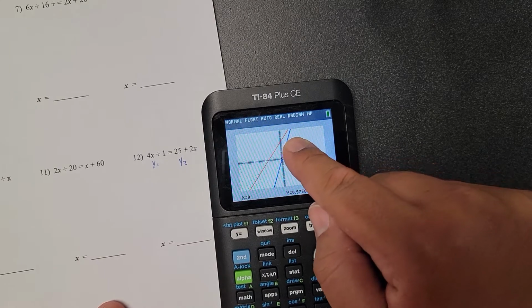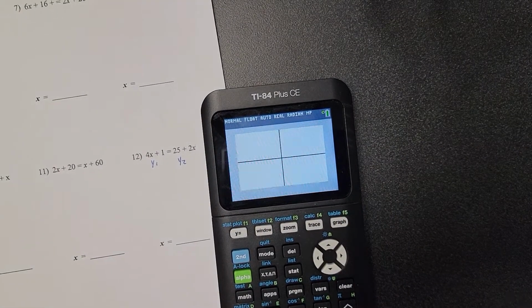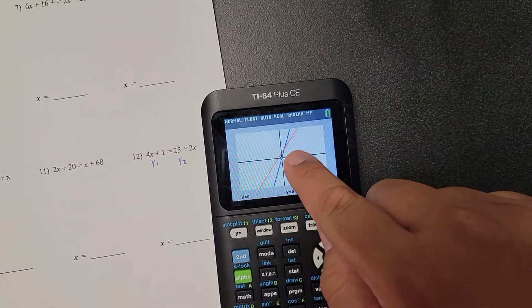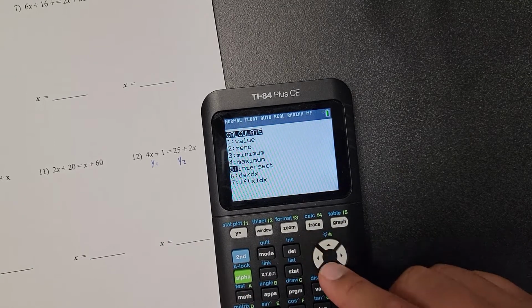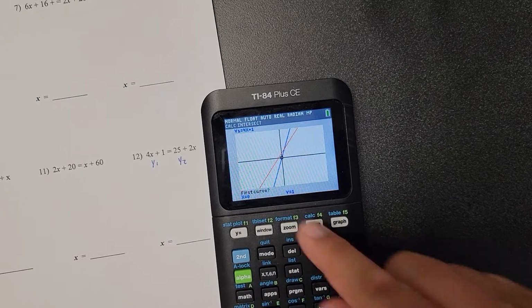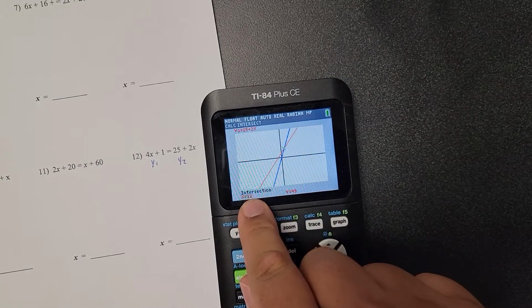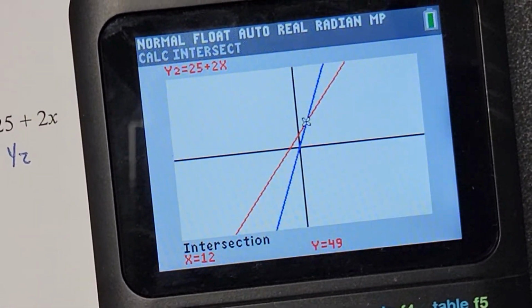I don't see them crossing. You have to see them cross. So push enter one more time. Now I can see the lines crossing. When you see them crossing, let's do second trace. Go back to intersect, right, 5. And then enter 3 times. 1, 2, 3. So my intersection is going to be at x equals 12.